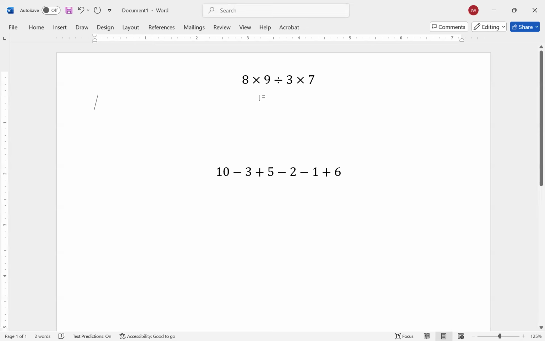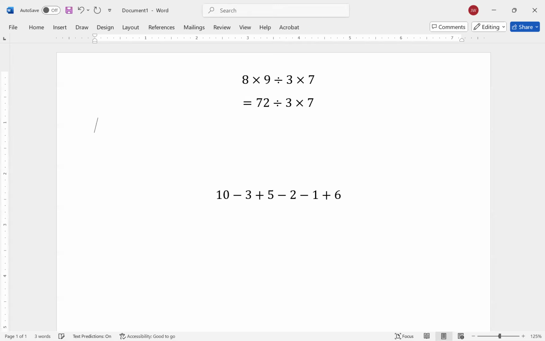So the natural question is, when we have different operations and they're all in the same category, which ones do we do first? And the short answer is we move left to right, just like we were reading English. So we move left to right. We do the 8 times the 9 first. That gives me a 72. And then we divide that by 3, and then we multiply that times 7. And so I would divide 72 by 3. That gives me a 24.